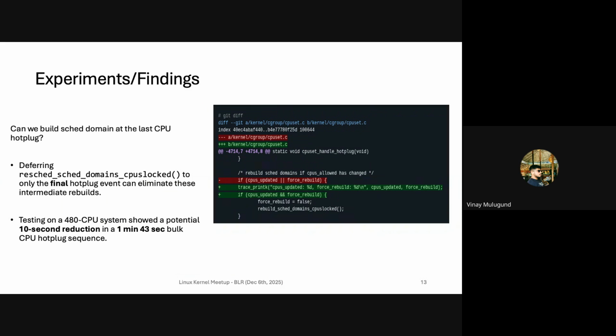But the question that comes here is, if we are postponing something until the last hotplug, the sched domain which we began with is now invalid. That puts the system in an inconsistent state. So that is something we need to handle. Can we move to the next slide?